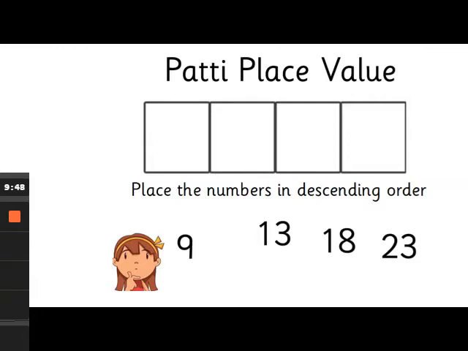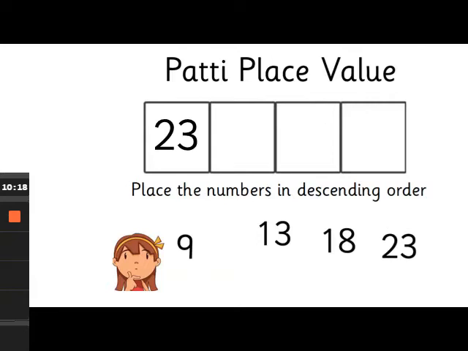So you're going to be thinking, which is the greatest number? And remember, to help you work that out, you need to look at the tens and the ones. So have a look and see which number has the greatest number of tens, and which number will be the greatest number for this to go first. So pause the video and work the answer out. Fantastic, the answer is 23 because 23 is greater than 9, 13 and 18 because it's got two tens. So well done for working that one out.